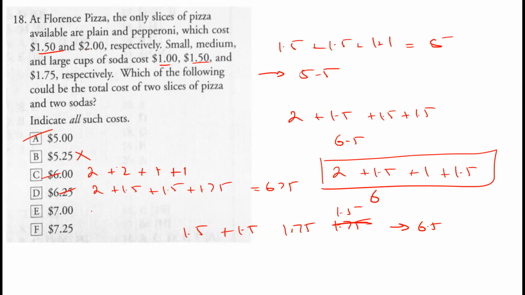Can we get 7? Yes. 2 plus 2 plus 1.5 plus 1.5 gives us a 7. So this is also a possibility. 7.25, 2 plus 2 plus 1.5 plus 1.75 gives us 7.25. So all other possibilities are there. So apart from B, you can have all other possibilities.